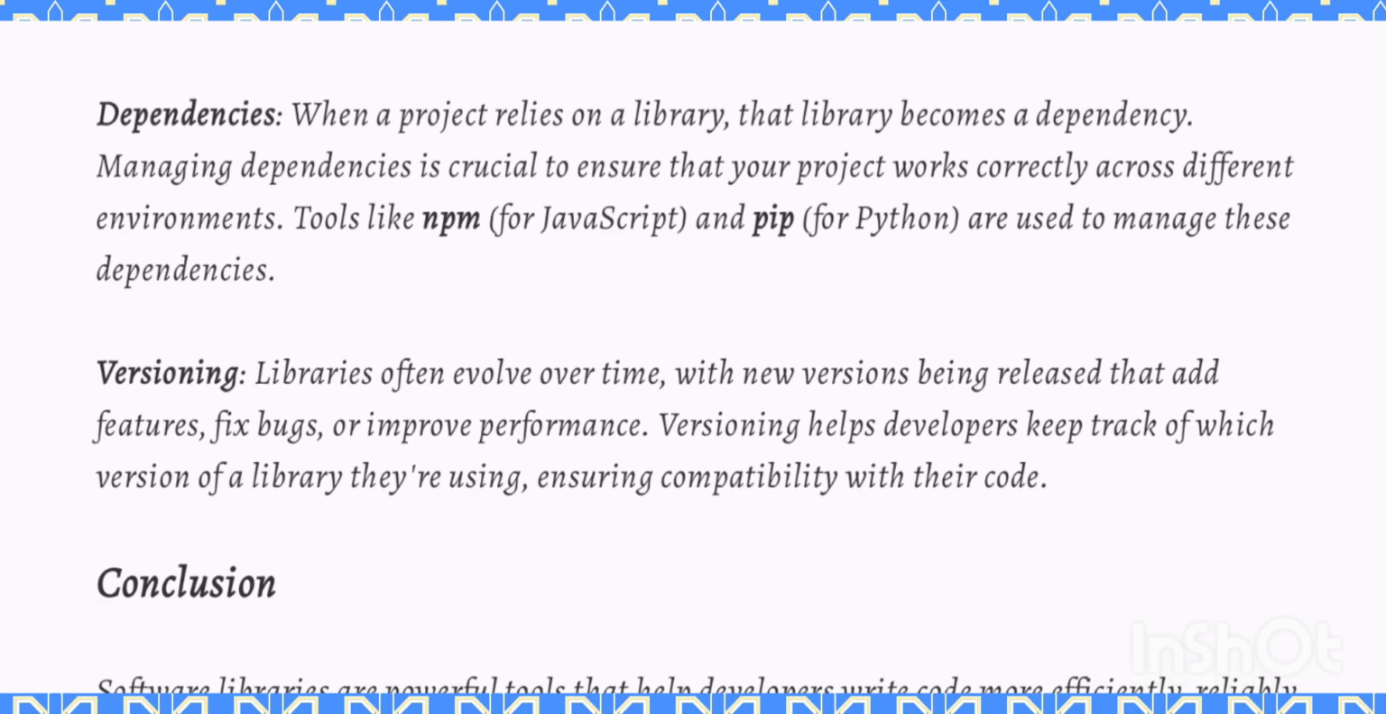Versioning. Libraries often evolve over time, with new versions being released that add features, fix bugs, or improve performance. Versioning helps developers keep track of which version of a library they're using, ensuring compatibility with their code.